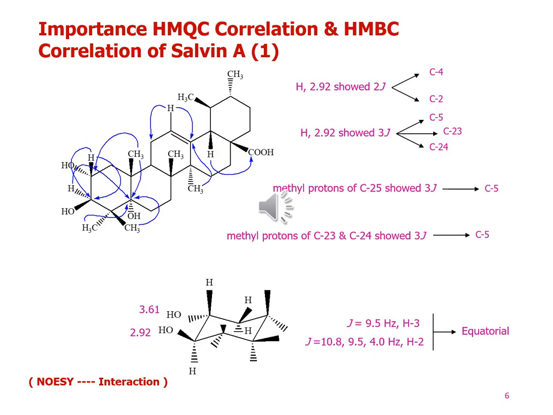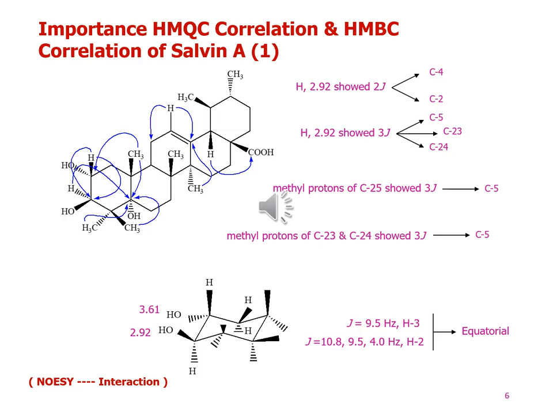The important HMBC correlations indicate the oxymethine proton at doublet 2.92, which shows 2J correlations with carbon 4, which has value 14.1, and carbon 2, which has value 68.4, and 3J correlations with carbon 5, which has value 72.9, and carbon 23, which has value 28.3, and carbon 24, which has value 16.4.